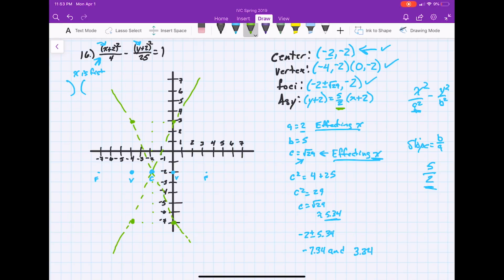And then we'll draw our lines that are going to go through our vertices and then hug the asymptotes. There's this side. And then here is this side. That's number 16. And it matches what we had, what we guessed.